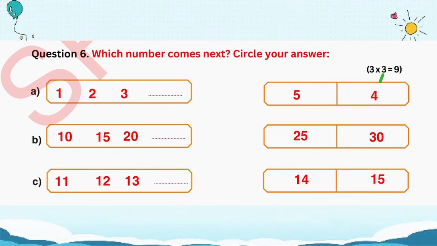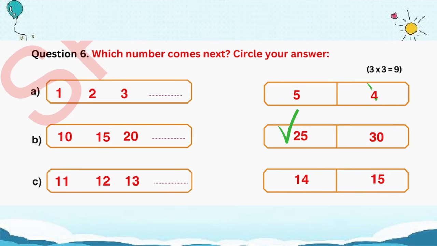B. The numbers are 10, 15, 20, followed by a blank. The options are 25 and 30. The numbers in the sequence are increasing by 5 each time. So after 20, the next number is 20 plus 5 equals 25. Therefore, the answer is 25.